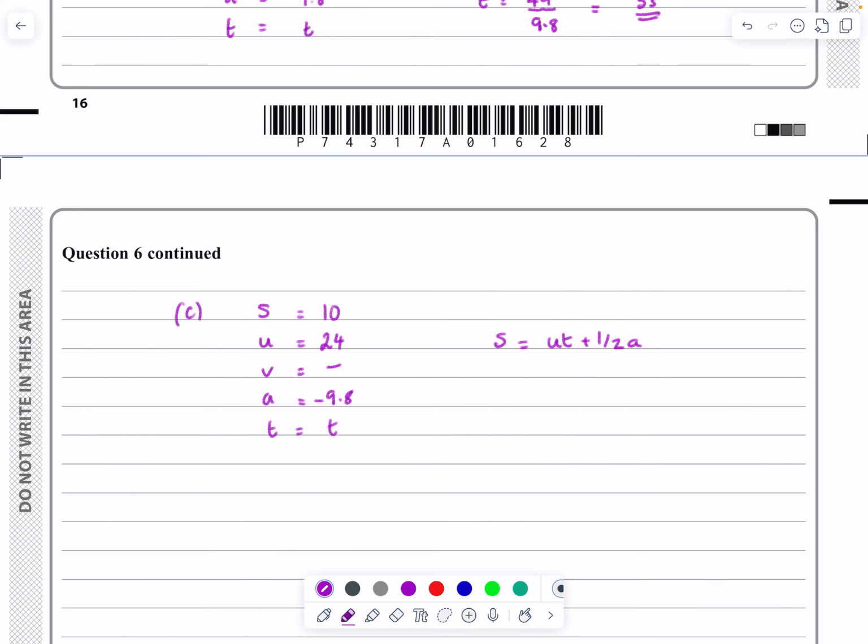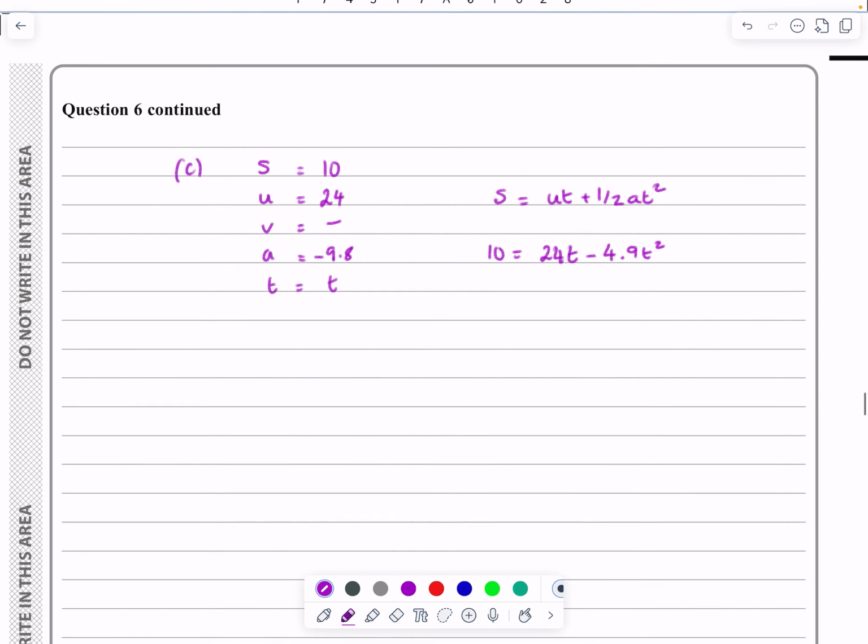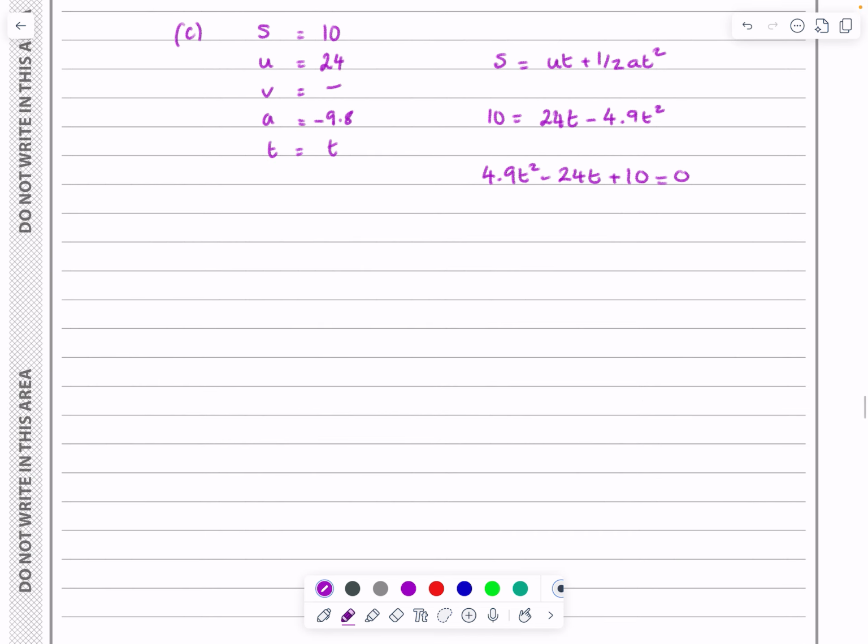I've done enough of these questions that I actually know what I've got coming up here. When I sub it in, I'm going to get 10 equals. This is going to be a quadratic once I finish tidying this all up. I also know from my previous work what half of 9.8 is. So I'm going to get that equation, which is going to tidy up to 4.9t squared minus 24t plus 10 equals 0. I can't do that any other way than using the quadratic formula.